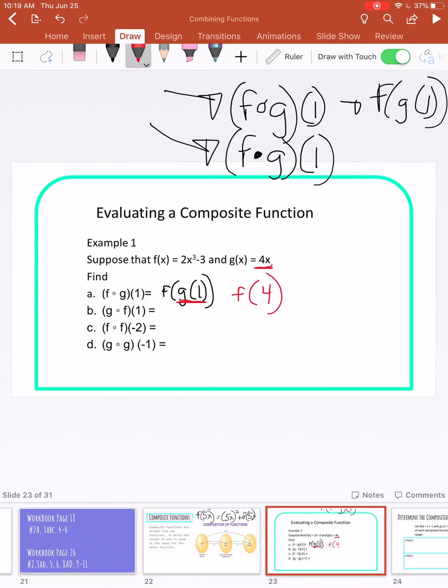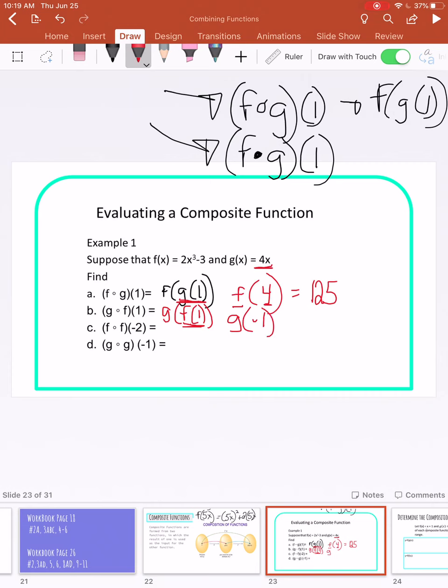Now that I know that, I take that 4 and substitute it into my f function. So 2 times 4 to the third minus 3 gives me 125. Then I'll do the same for the next one, and again I'll rewrite it first. This time I'm taking the 1 and substituting it into the f function. So 2 times 1 to the third minus 3 is 2 minus 3, which is negative 1.